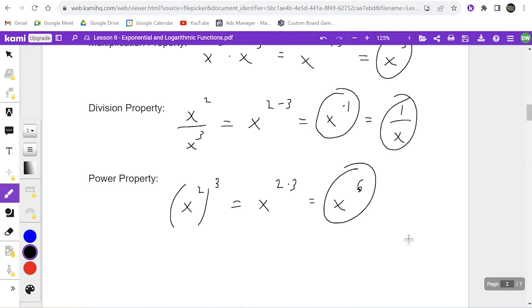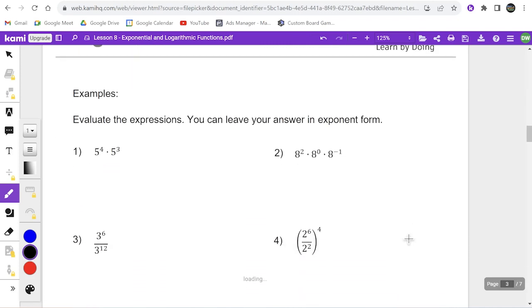So that's all of our properties that we're going to be using on the next page. And now let's do 6 examples of what we're talking about. First one, 5 to the 4th times 5 cubed. All I'm going to say is multiplication becomes addition. So you've got 5 to the 7th power. And I'm not going to ask you to know 5 to the 7th. It wasn't on our list of memorization. Technically, you could plug it in a calculator, but I'm saying you can leave your answer in exponent form. That's what I say at the top.